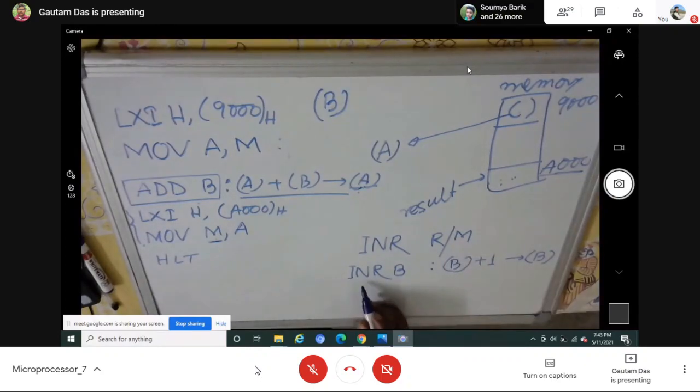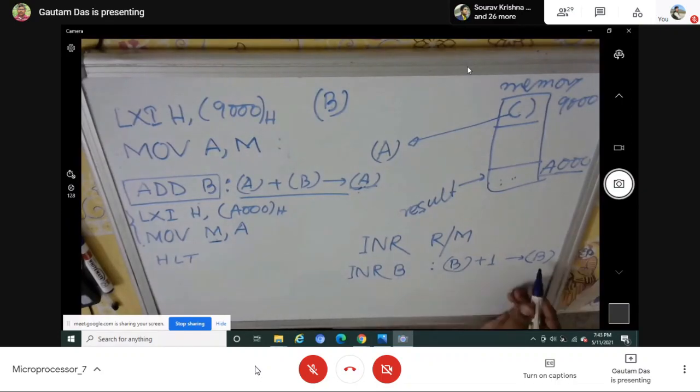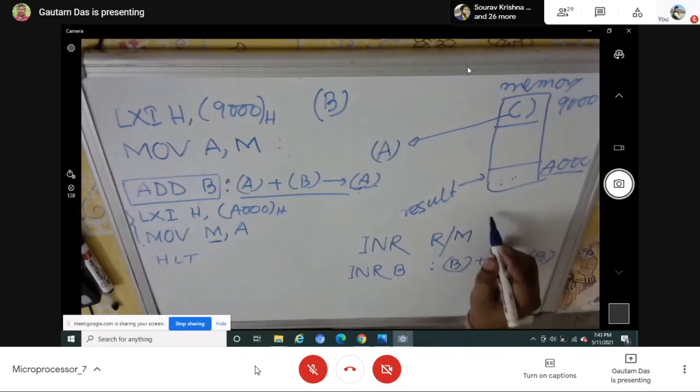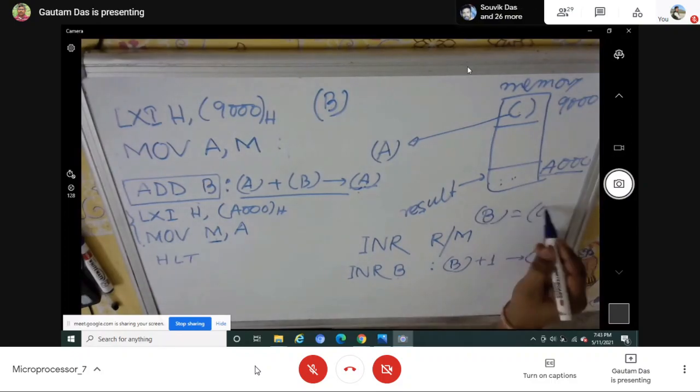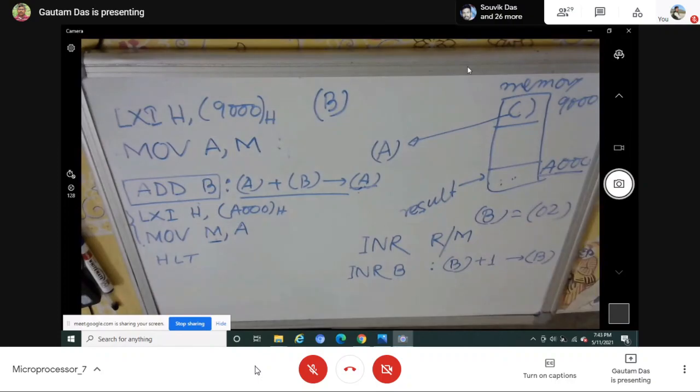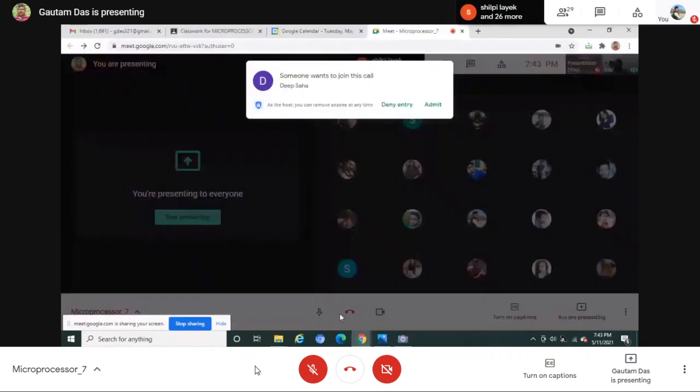So if I write the specific instruction INR B, its meaning is B will be incremented by 1 and stored at B. Suppose before this instruction your B content was 02, let's assume. So after INR B, what is the B content? 02 plus 01 will be performed, which means 03. So your new content of B will be 03 because B is incremented by 1. So the INR instruction is used to increment the content of a register.